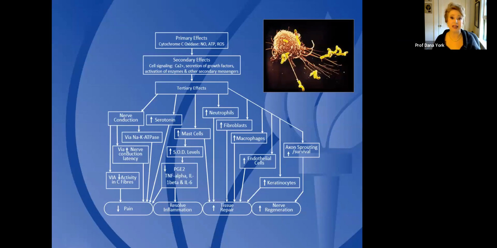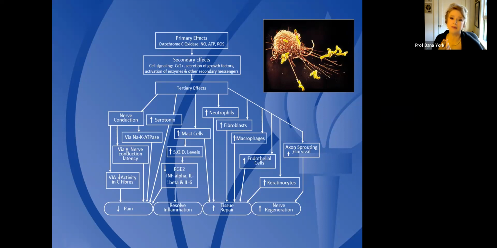Now, how did that happen? First you have the cell, and in the cell we have the nucleus, the ATP, and then we have this action that happens from the light, which is cytochrome C oxidase. This is the first effect. And then from the cytochrome C oxidase, it gets a signal to the calcium pump and secretion of growth factor and activation of enzymes. That goes to the tertiary effect.